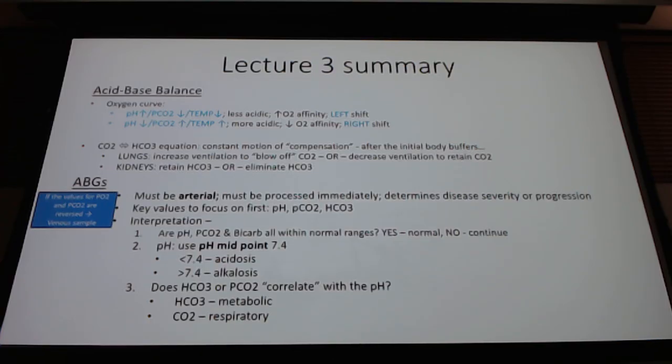You're going to decide whether or not it's acidic or alkalotic, based off of that midpoint of 7.4. I will not give you a 7.4 pH, I promise. And then the next question will be to decide whether or not this is a primary metabolic or a primary respiratory. Remember, I like normals, so if it looks normal, don't second guess yourself.